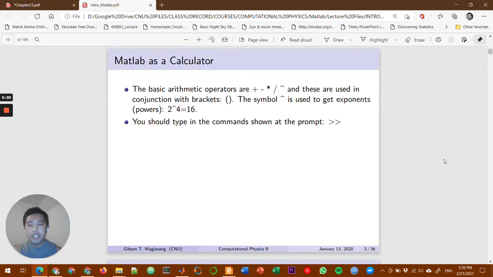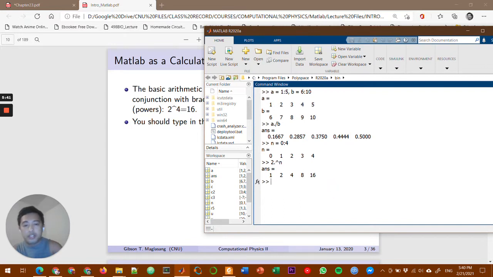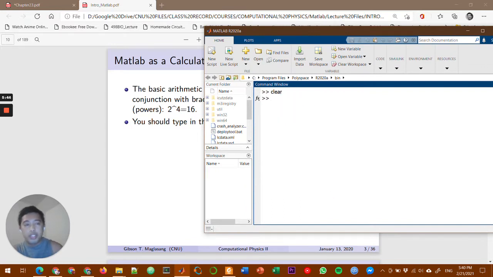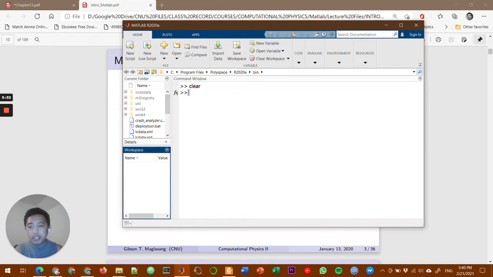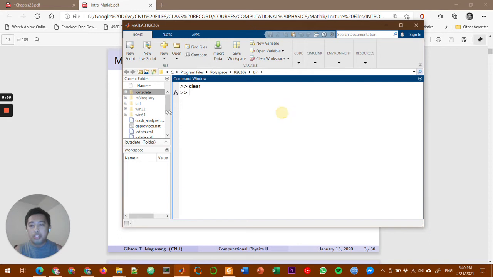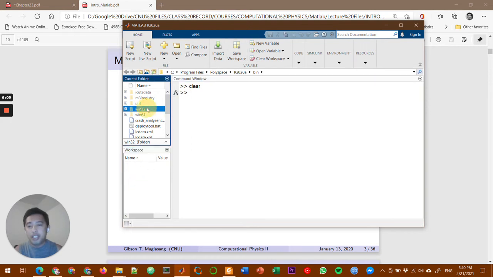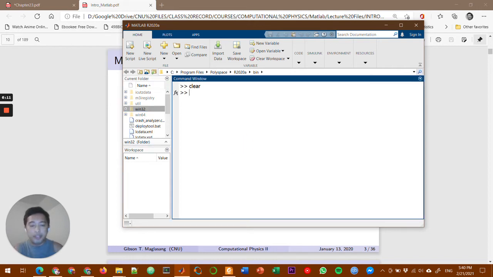You have the basic operators in MATLAB: plus, minus, asterisk, divide, and so on. So if we open MATLAB, what do you see? This is the window. This is the command window. This is the workspace. It is divided into three, actually four. This portion holds the widgets. This is the command window, the workspace, and the directory where you save your files later on. We'll discuss that later.